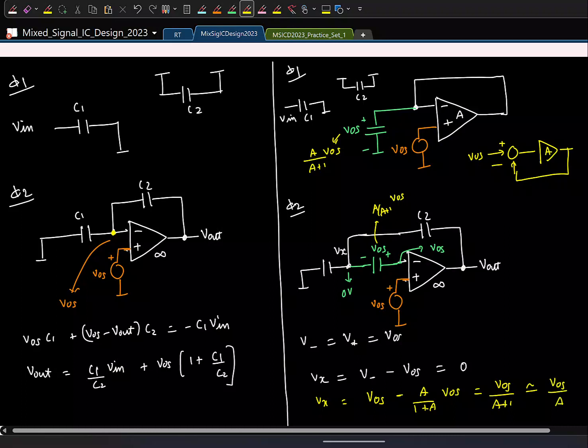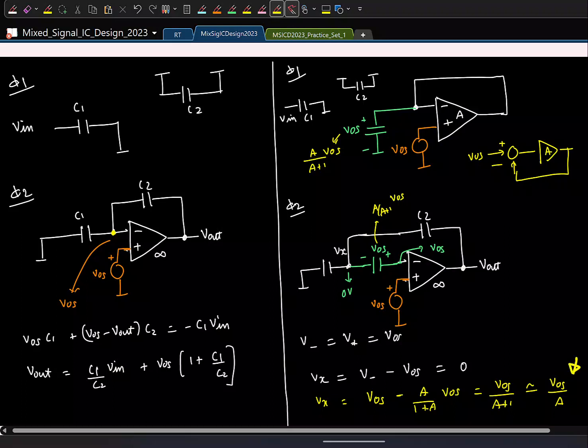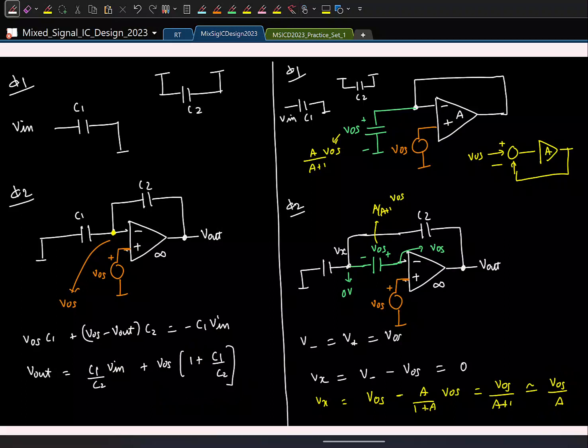Okay. So what you find is, if the gain is infinite, sanity check, it becomes 0. That's what we also saw. And if the gain is A, the offset gets reduced by the factor of A. So this voltage, if it was VOS, we got this as the output. Now this voltage Vx is VOS by A. So what will be the output? VOS by A. That simply gets divided by the gain, right? So in this case, the offset gets scaled by the DC gain. Okay.